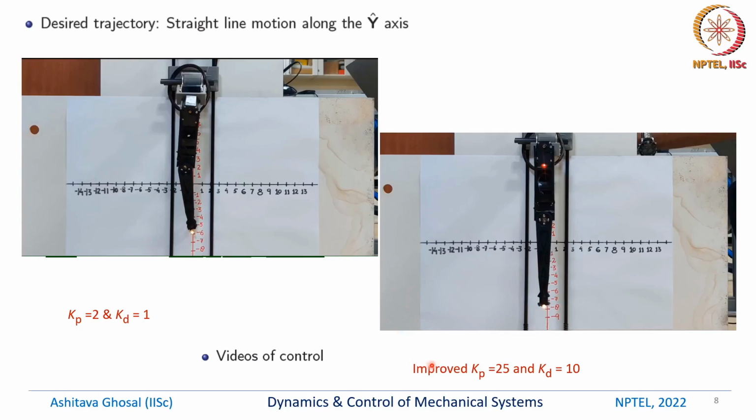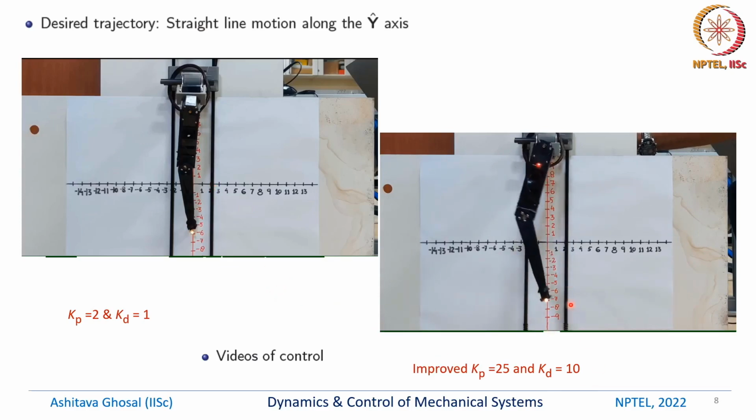And here is an example. After some trial and error, we find Kp equals 25 and Kd equals 10. And this is what the motion looks like. So as you can see, this is reasonably good. This is much better than the previous one. In this case, at least it is tracing a straight line.